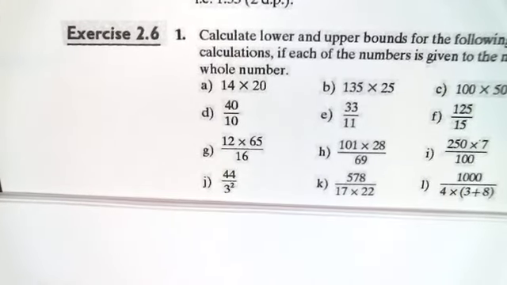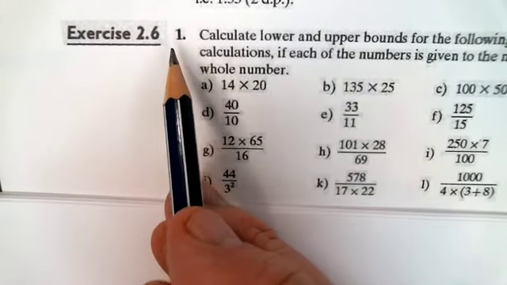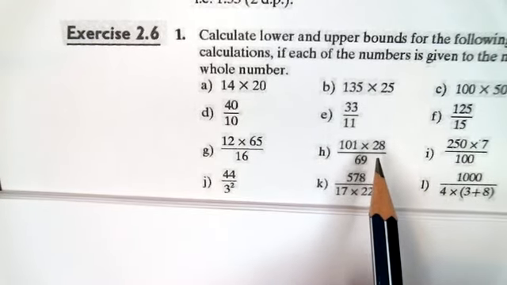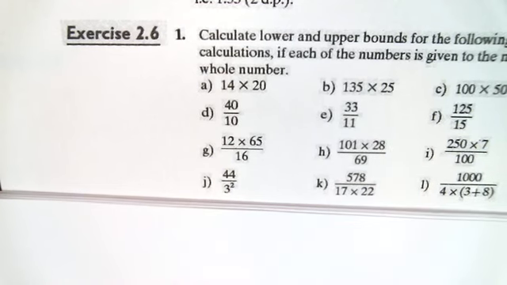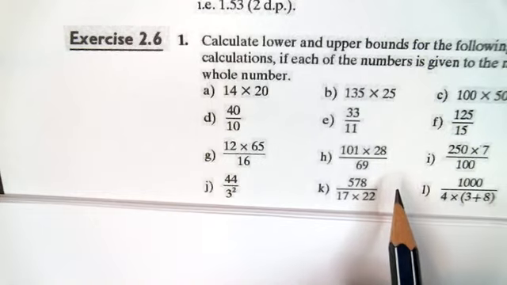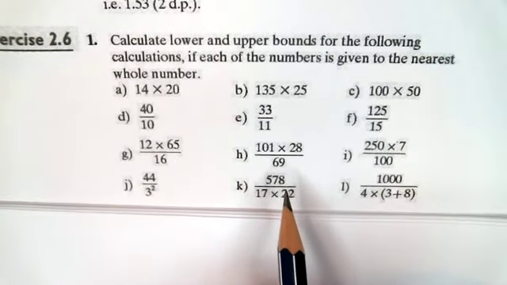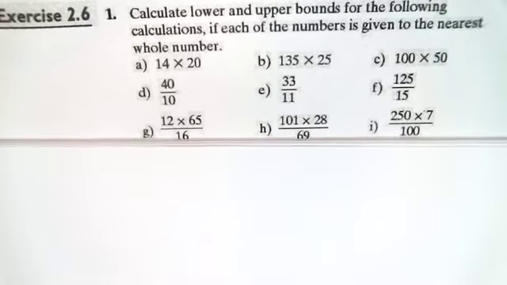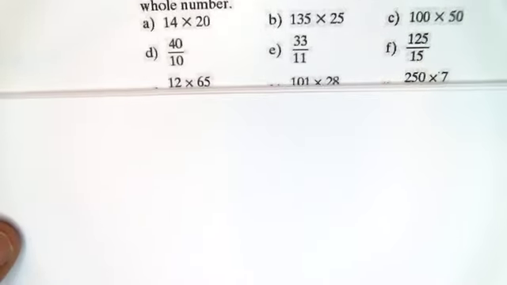Let's take a look at exercise 2.6. This is question 1H I've been asked to do. It says we're going to be finding the upper and lower bounds for this particular calculation. So in other words, what's the most this could be and the least this could be if we're going to be doing this to the nearest whole number. So let's write the expression down first of all.